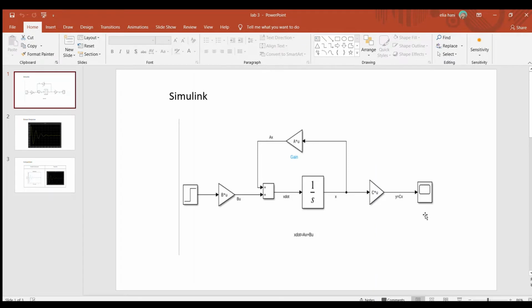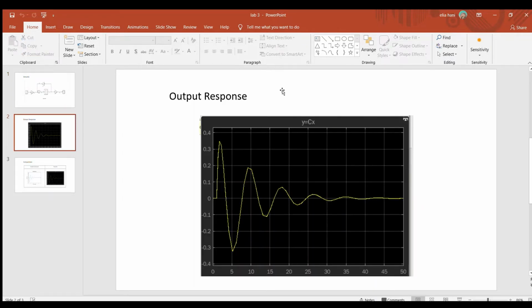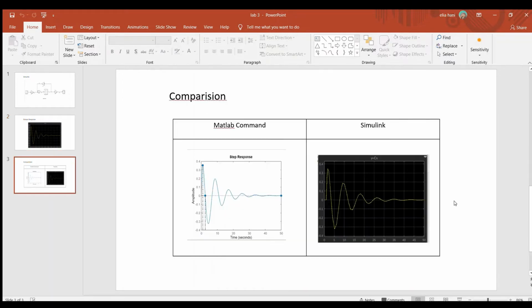The output that we obtain from the simulating is a unit step response plot. This is the output response for the unit step response after running the simulating. This is the comparison of the unit step response using MATLAB command and using simulating. The step response using simulating has a delay on the graph plot because it does not start off at 0, compared to the step response using MATLAB command that starts with 0.